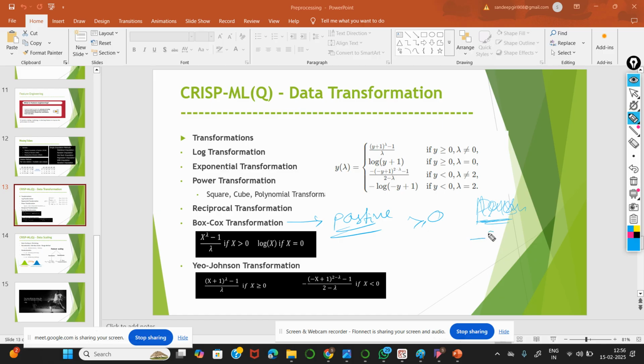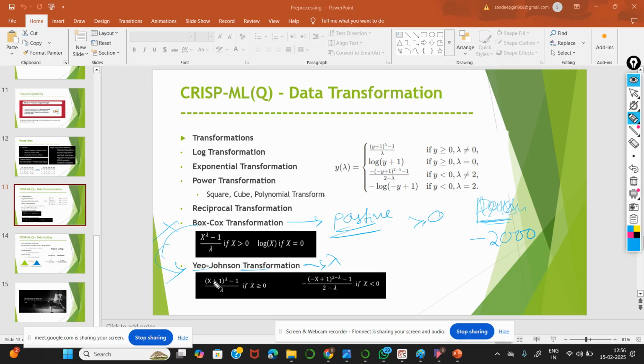If my profit is minus 2000, it means it is a loss, a negative value, isn't it? If negative values are present, you cannot use Box-Cox. At that time, you should go for something called Yeo-Johnson transformation. It will work in a similar way. It will also find the lambda value, but this time the formula for Yeo-Johnson is completely different from Box-Cox.